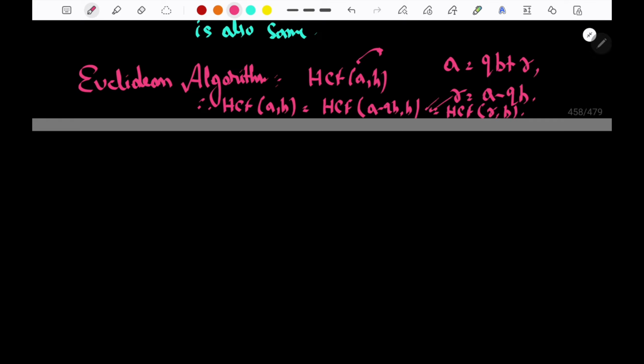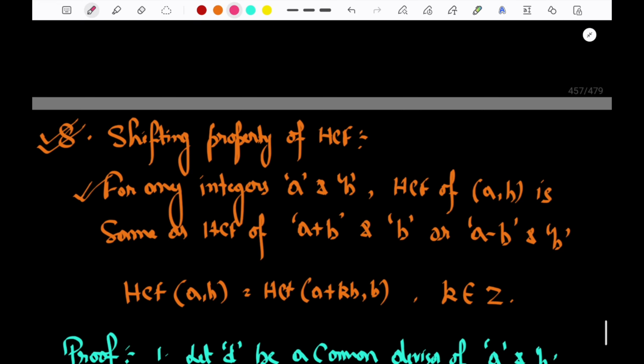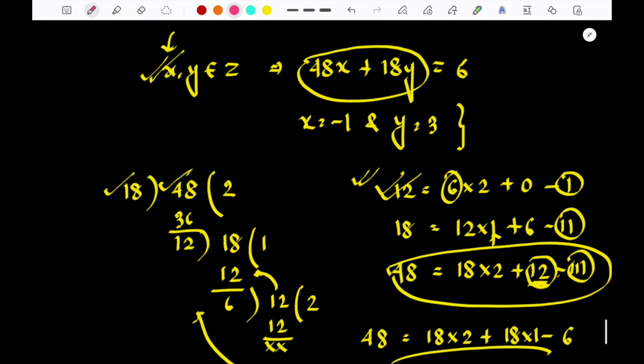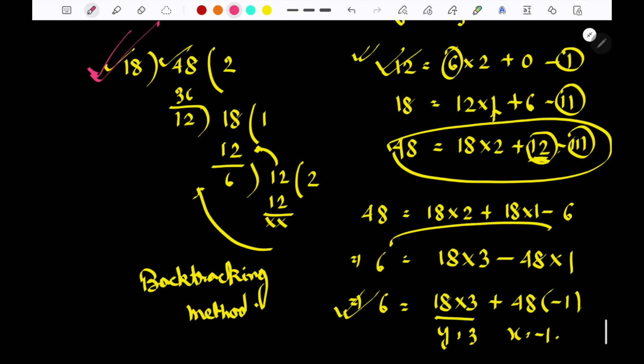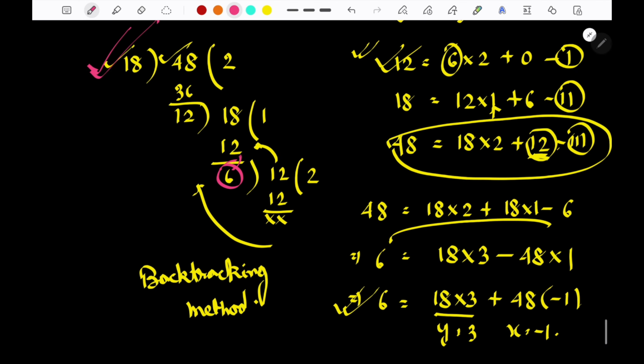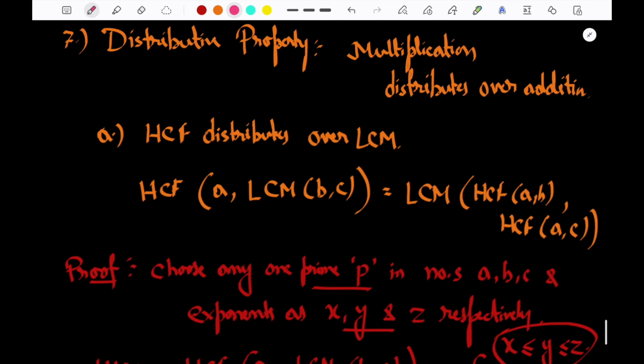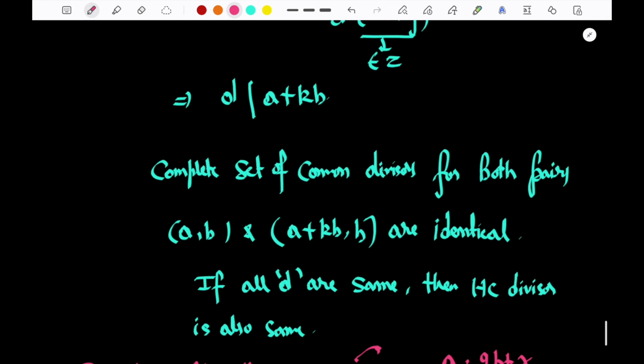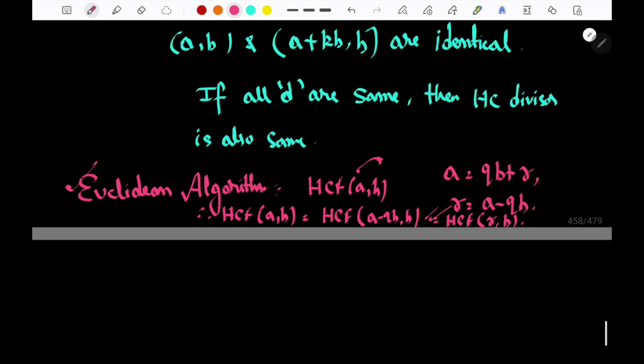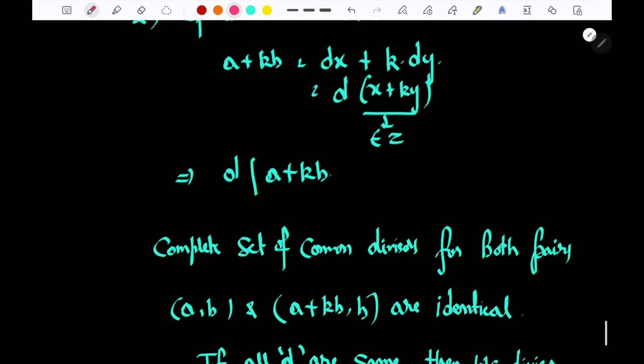Superb. Remember that we used to take the remainder and then divide the other number by it. I am talking of this long division, the Euclidean algorithm. We were taking the remainder and dividing by the other number B, and at last the HCF of 6 and 12 came out to be 6, and then it is also the HCF of 18 and 48. Why? Because of the same reason. This Euclidean algorithm is the reason, and this property is of vital importance.